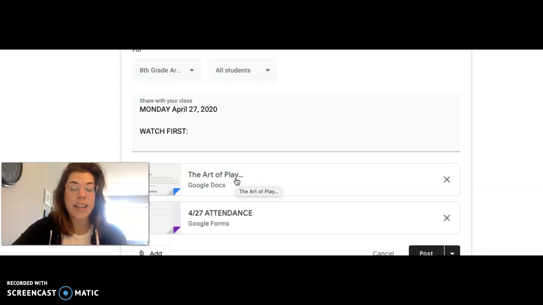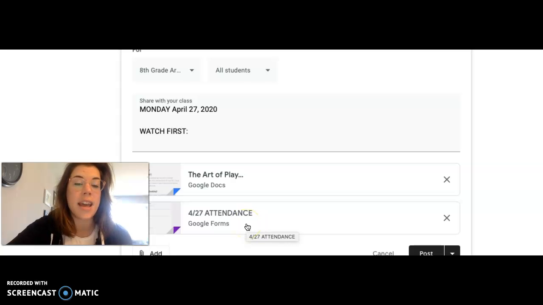And then in addition to that, please fill out the attendance form for today. I want to see who's engaging, who is showing up. So that's really important. And then get to work with your Art of Play activity. I hope it's fun and it gets you being creative, problem solving, all that good stuff. So that is your work for today.